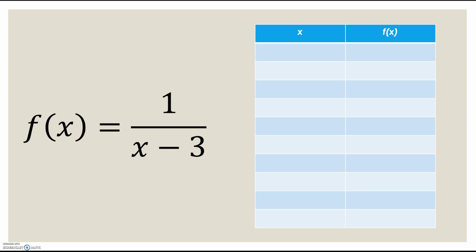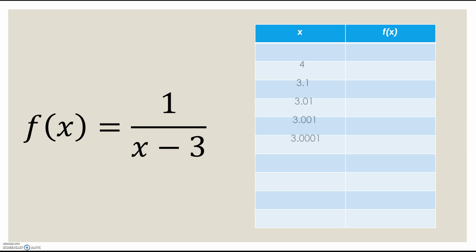minus 3. Okay? Well, now if I plug in 0, I don't have a problem. 1 over 0 minus 3 is just negative 1/3. Okay? But I do have a problem at a different number. I can't plug a 3 into this equation. Because if I plug a 3 in, I'll get 1 over 3 minus 3, which is, of course, 1 over 0, which is undefined.